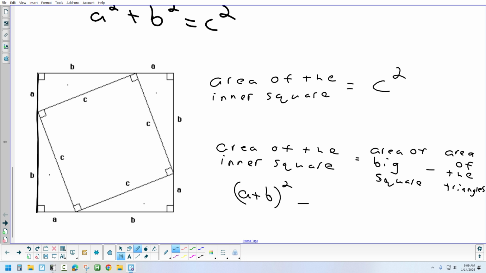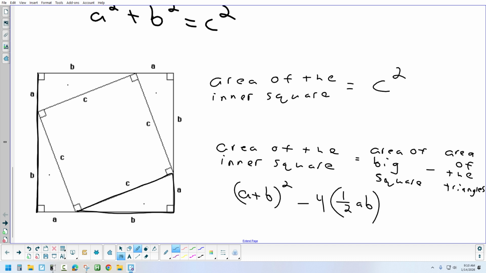And then what's the area of, let's do this triangle right there. Yep, 1/2 of a times b. So it's 1/2 of a times b. And how many of those triangles do I have? 4. So I'm going to multiply that by 4. Okay, so we need to just figure out what that comes out to. And that will give us a different formula for the area of the inner square.